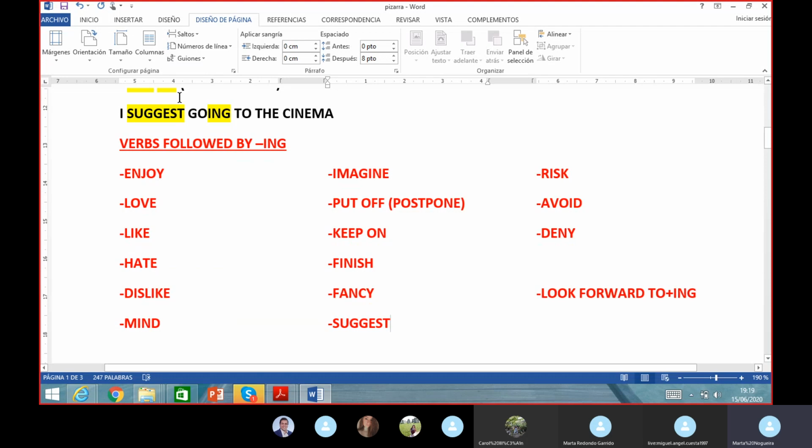A ver, no me acuerdo de más. Avoid, deny.